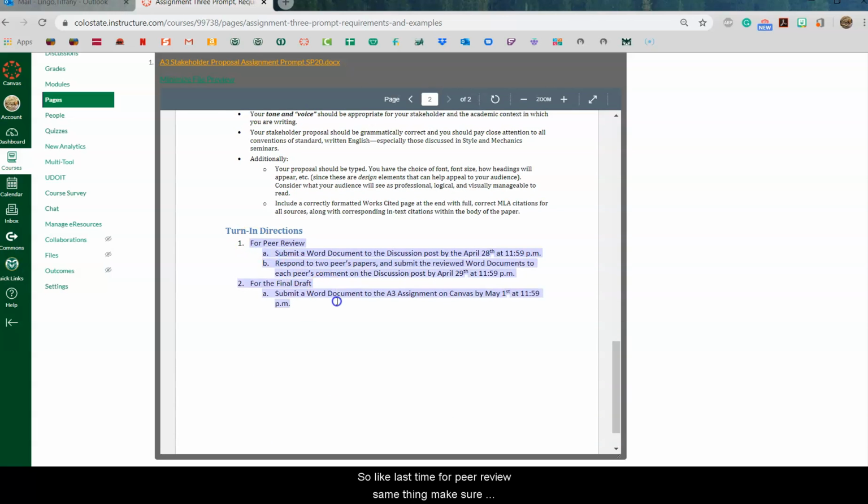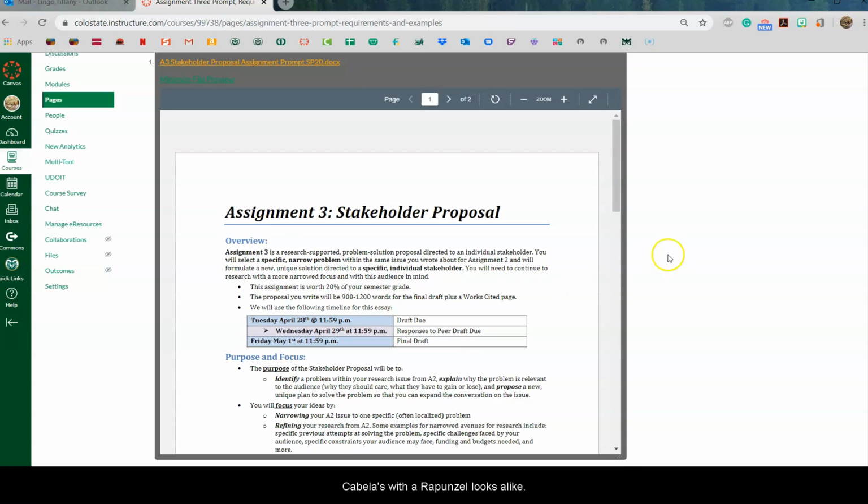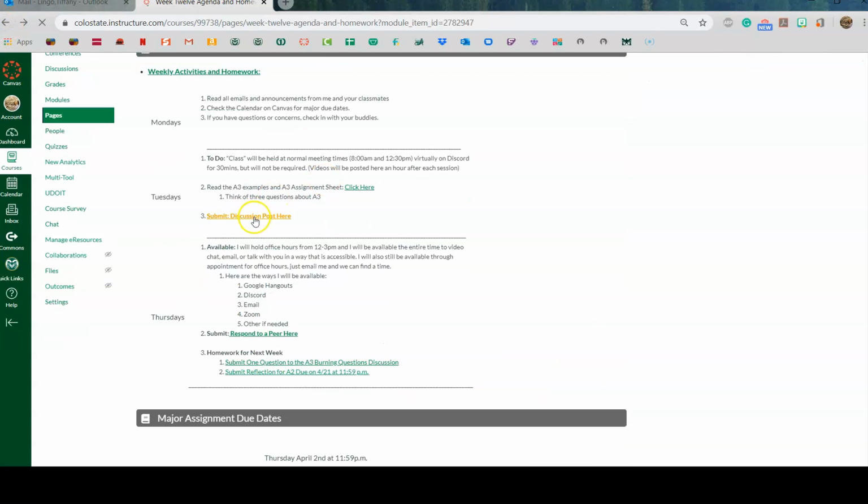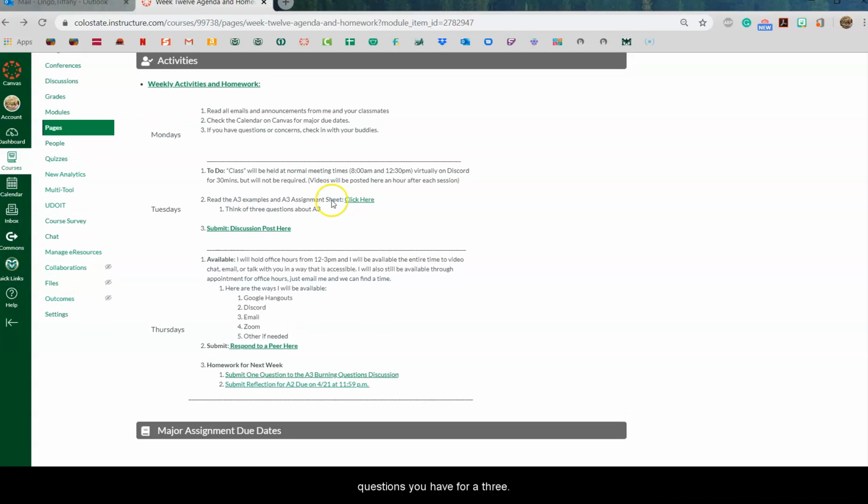So, like last time for peer review, same thing, make sure you're submitting a Word document, then respond to 2 peers and submit those reviewed Word documents back to your peer on that comment in the discussion post, and then submit that final draft, okay? So that is what the proposal looks like, but let's take a look at that discussion post. So take a look at that there. Also go ahead and look at the examples. I'm going to expect that you can do that on your own. While you're doing that, think about 3 questions you have for A3. Okay, let's look at this discussion post.